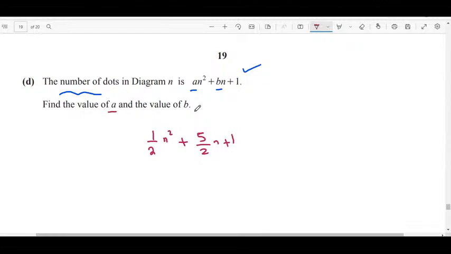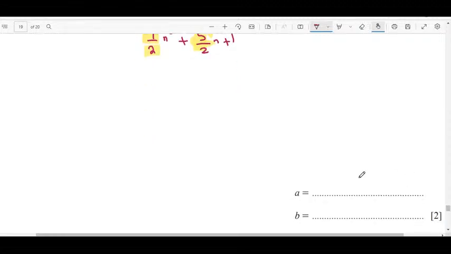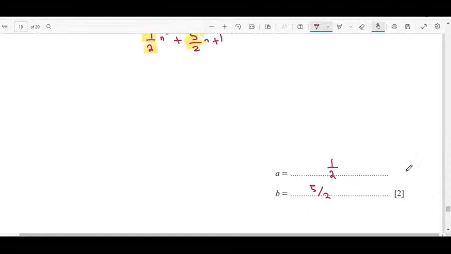Now, when you are to find the value of a and b, we are just supposed to compare. This is a, the coefficient of n squared, and this is 1 by 2. This is b, the coefficient of n, and this is 5 by 2. So the answer would be 1 by 2 and 5 by 2. A would be 1 by 2 and B is supposed to be 5 by 2. Okay, and that is it.